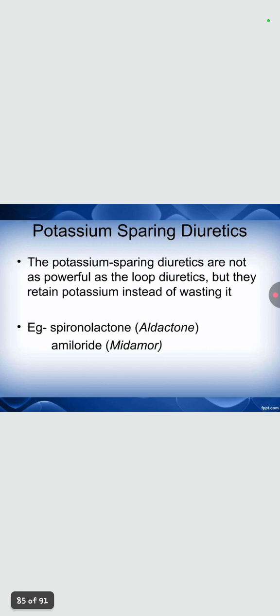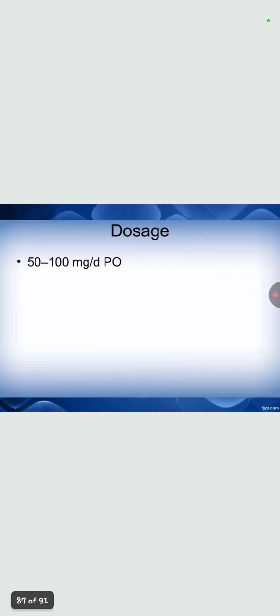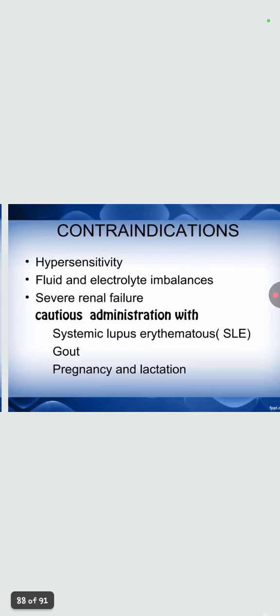Now potassium sparing diuretics are not as powerful as loop diuretics but they retain potassium instead of wasting it, such as spironolactone and amiloride. Mechanism of action: they act as aldosterone antagonists, blocking the action of aldosterone in the distal convoluted tubules. It decreases the elimination of potassium. Dosage is 50 to 100 mg per day per oral.